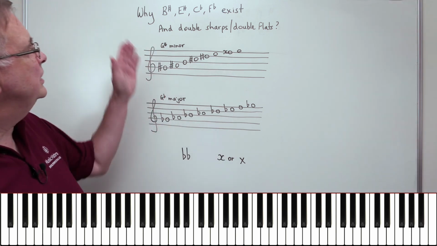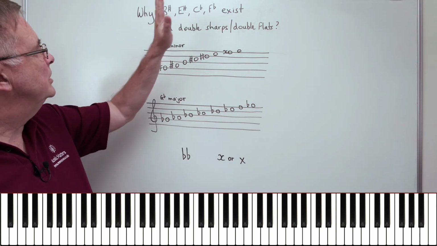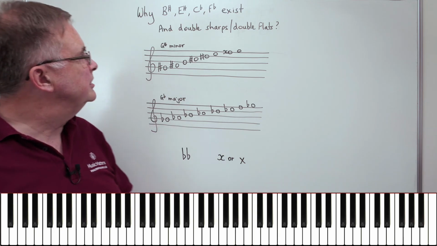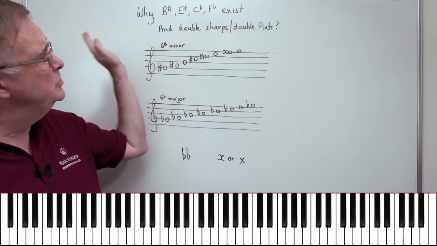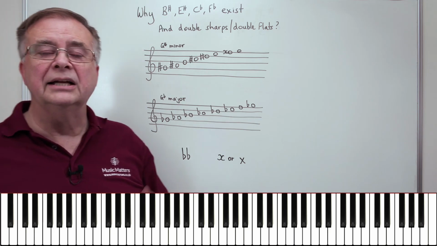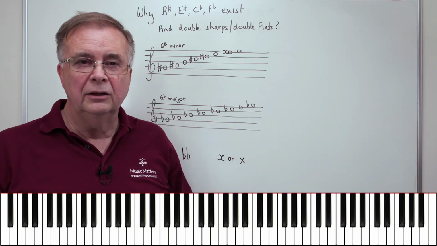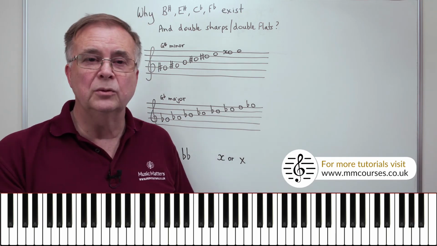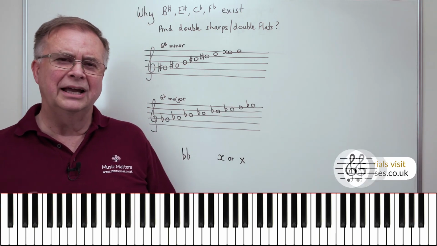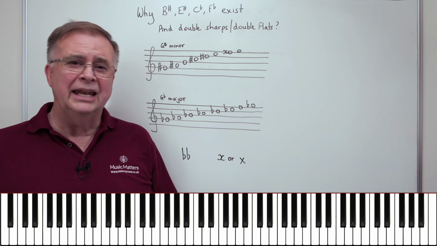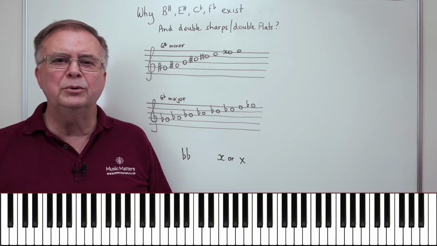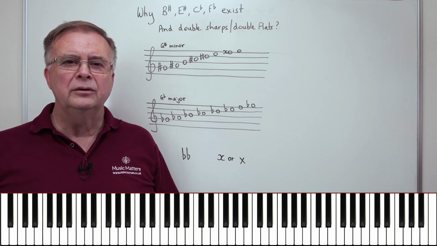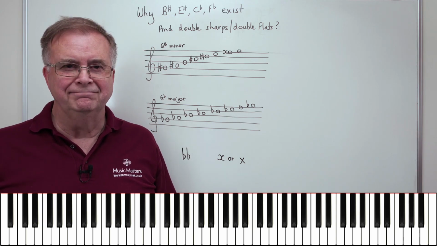So, do these things exist? B sharp, E sharp, C flat, F flat? They sure do, for the reasons that I've explained. And why on earth would you want to use double sharps and double flats? Again, hopefully you'll understand that from the reasons I've explained. And having seen it in some real pieces of music, hopefully that kind of brings it to life. And having explored it on the keyboard with a little bit of theory context, hopefully now that makes more sense.